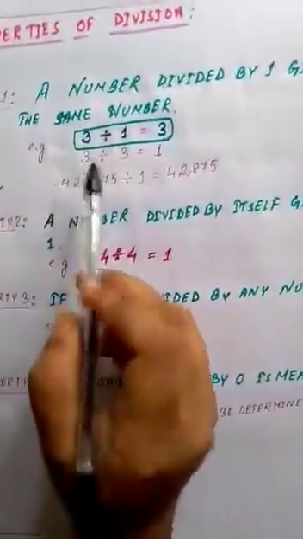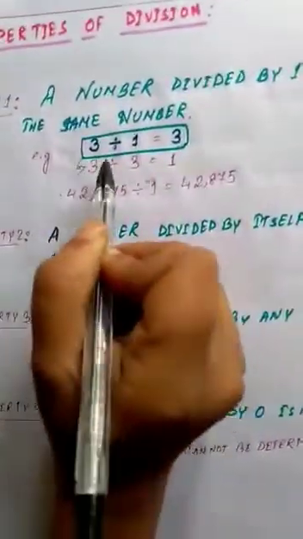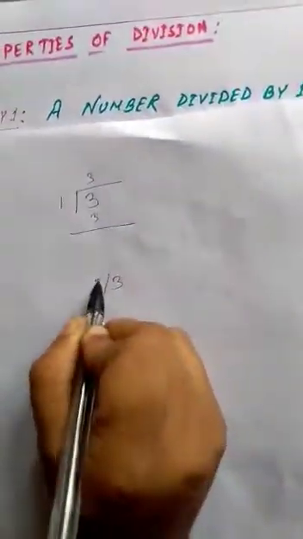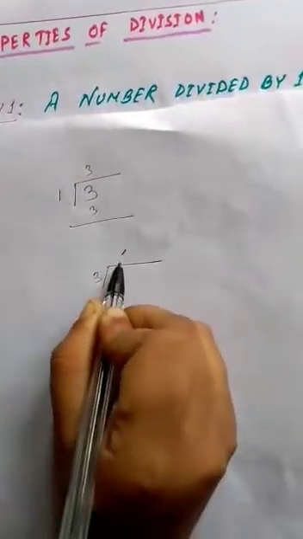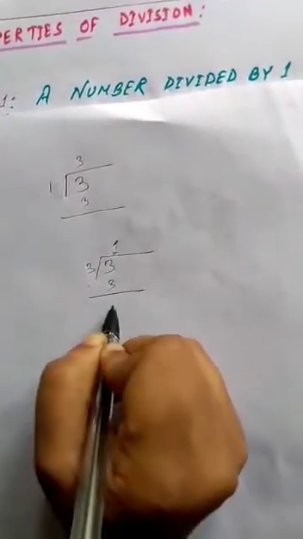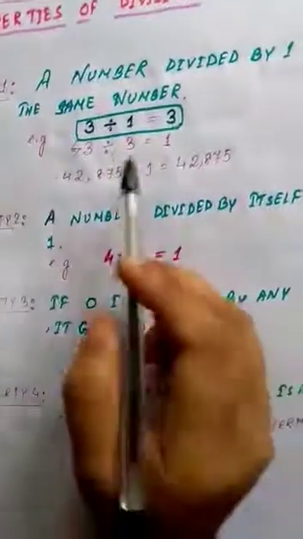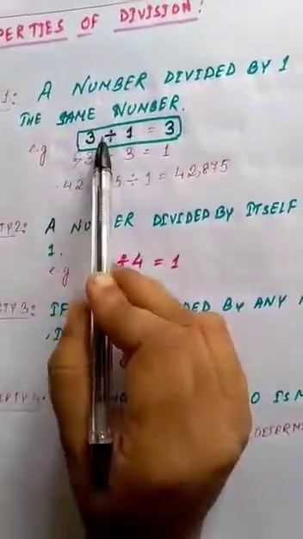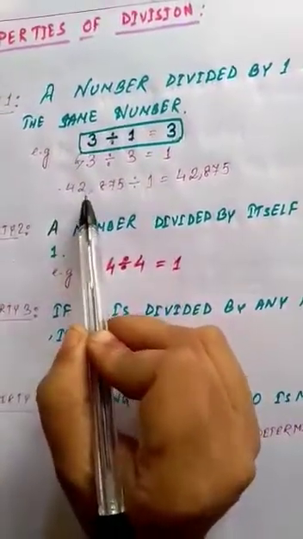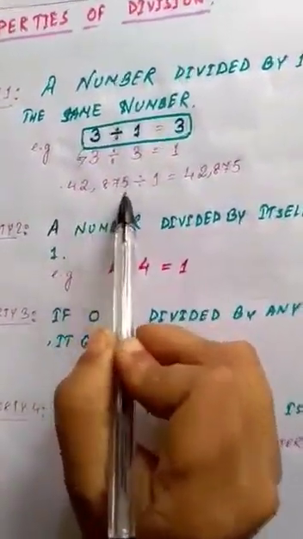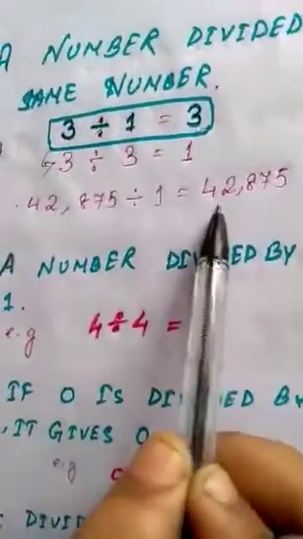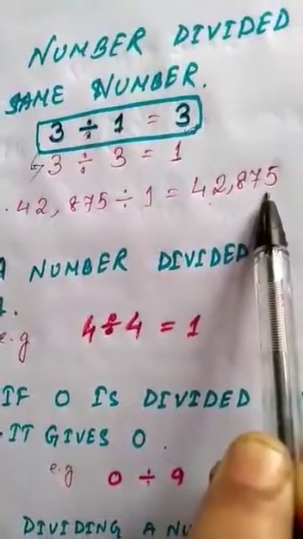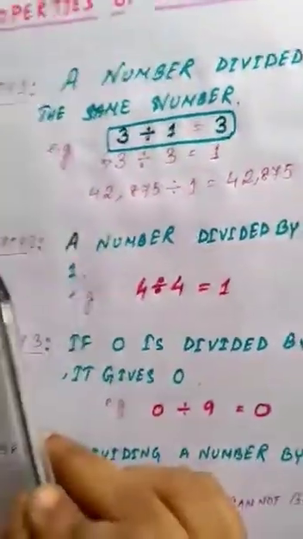In the same way, we can take one more example, 3 divided by 3. 3 ones are 3, so we will get 1. The same applies to large numbers also: 42,875 divided by 1 gives you the same number, 42,875.